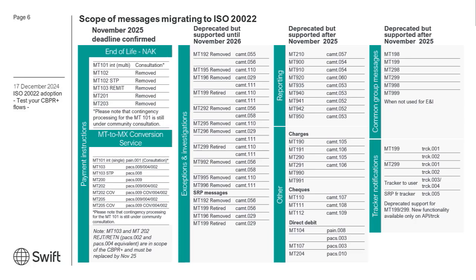And the third one, deprecated, means allowed on the network, but no longer maintained or enhanced by Swift. So everyone is really expected to migrate to the ISO equivalents.